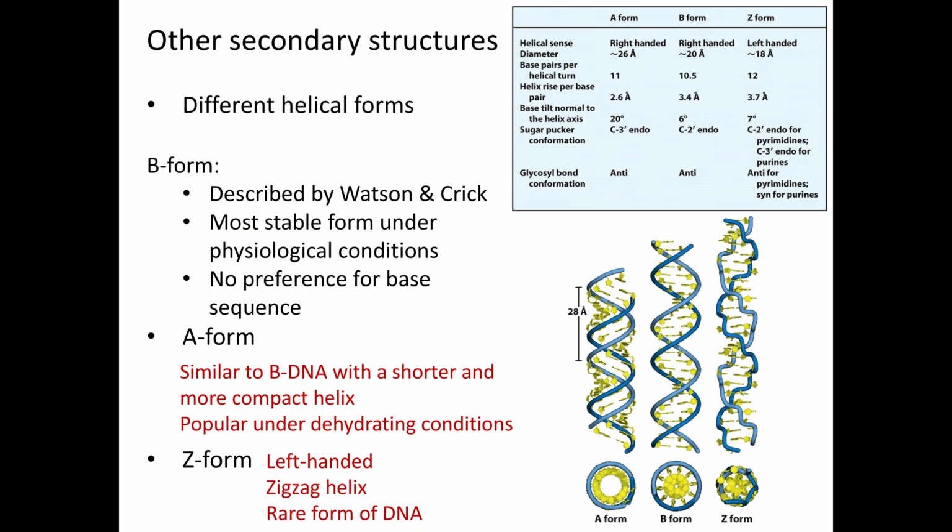Ribosomal RNA, rRNA, forms extensive secondary structures that contribute to the catalytic and structural roles of the ribosome. Certain nucleic acid sequences can also form specialized secondary structures, such as G-quadruplexes, which arise in guanine-rich regions of DNA or RNA. These structures can influence replication, transcription, and genome stability. Overall, alternative secondary structures expand the functional capabilities of nucleic acids, allowing DNA and RNA to participate in regulation, catalysis, and dynamic cellular responses beyond simple information storage.